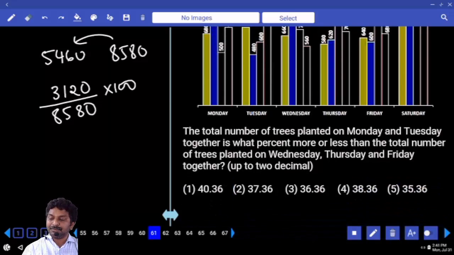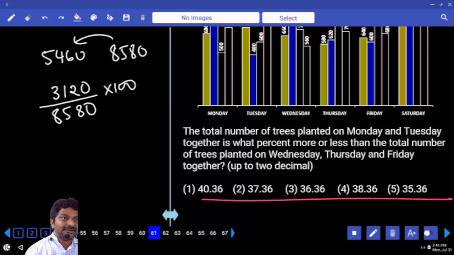Let's first look at options. Options are very close to each other. Now definitely it will be 35%. Because all the options are more than 35. So let's directly calculate what is 35% and see. Okay now. How do you get 35%?